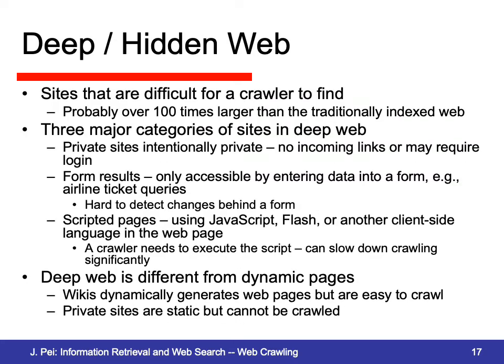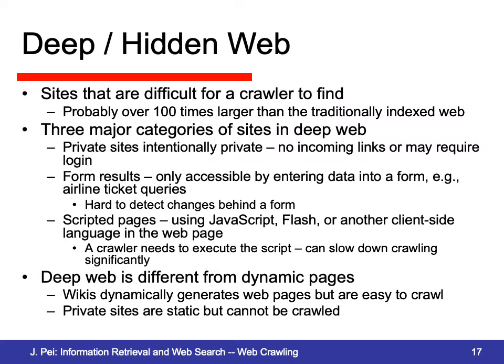The web, indeed, has many different kinds of web pages. One part, called the deep web, is hard for a crawler to crawl. Here, deep web, also known as hidden web, refers to the set of sites that are difficult for a crawler to find. It is estimated the size of the deep web indeed could be hundreds of times larger than the traditional index web that a crawler can easily access. There are three major categories of sites in the deep web.